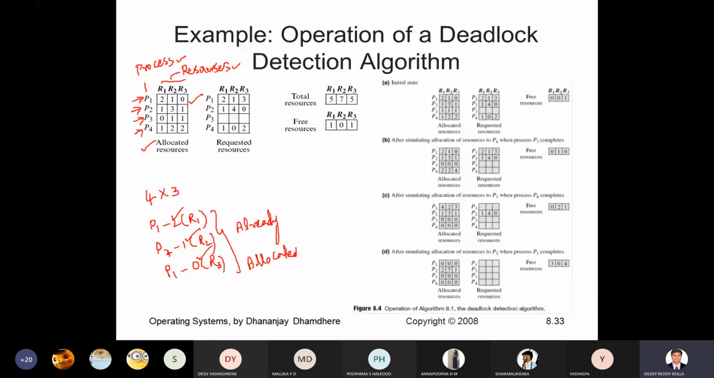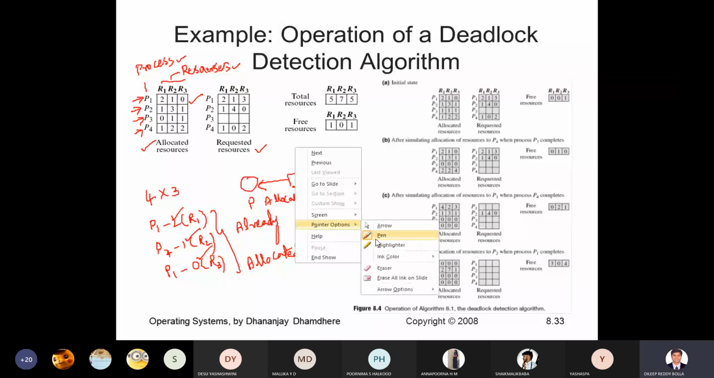Okay. So these are requested, which means you have a process here and you have a resource here. The resource is given to the process, so this comes as allocated. And the process here will request the resource, so these are requested. Is it clear to you?